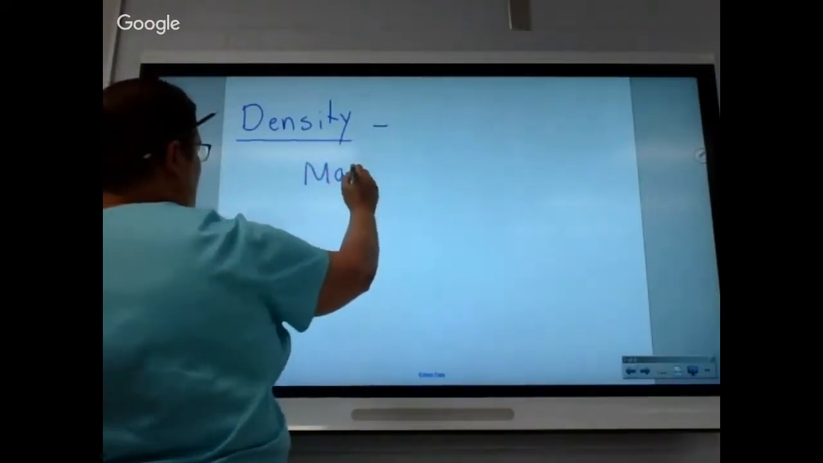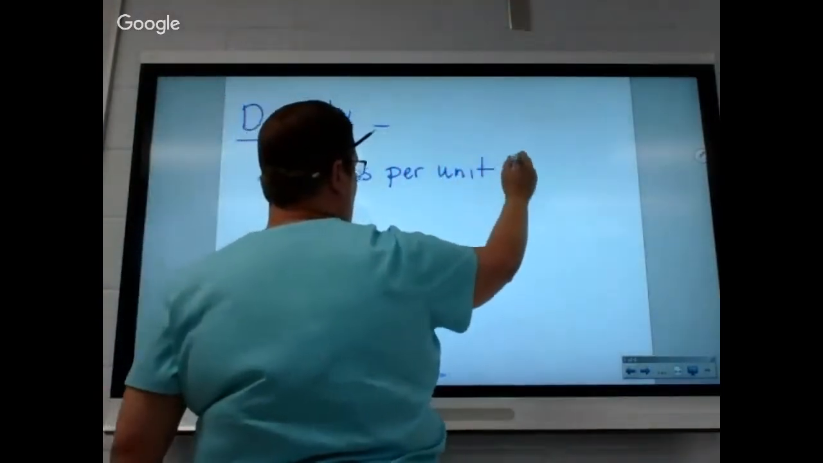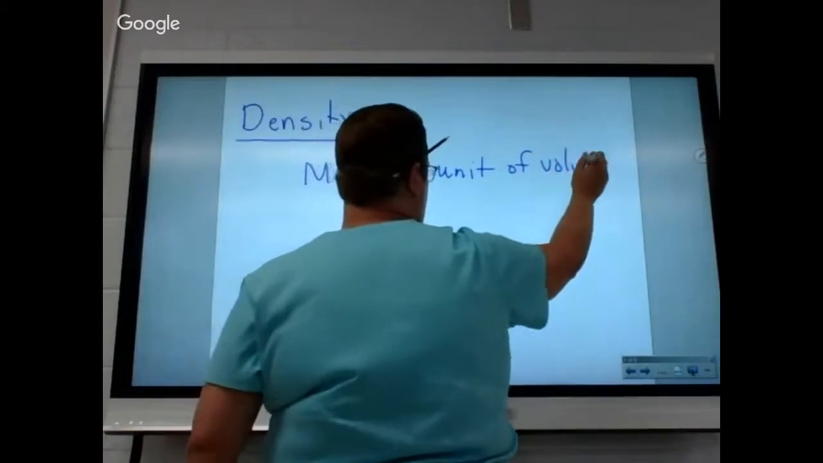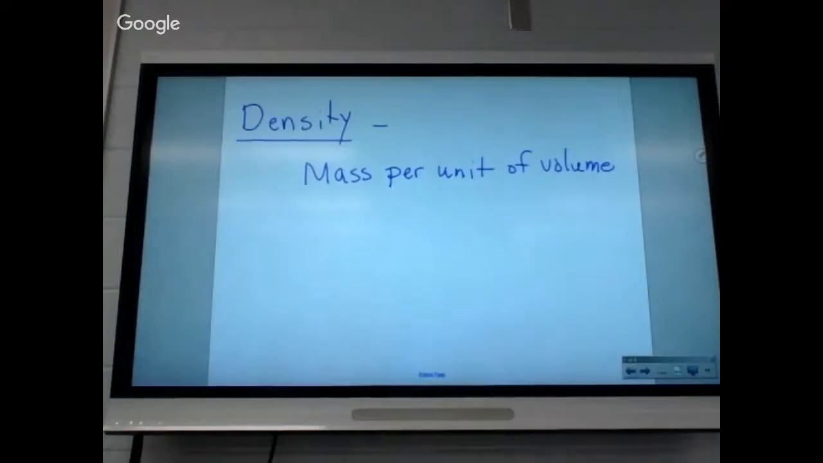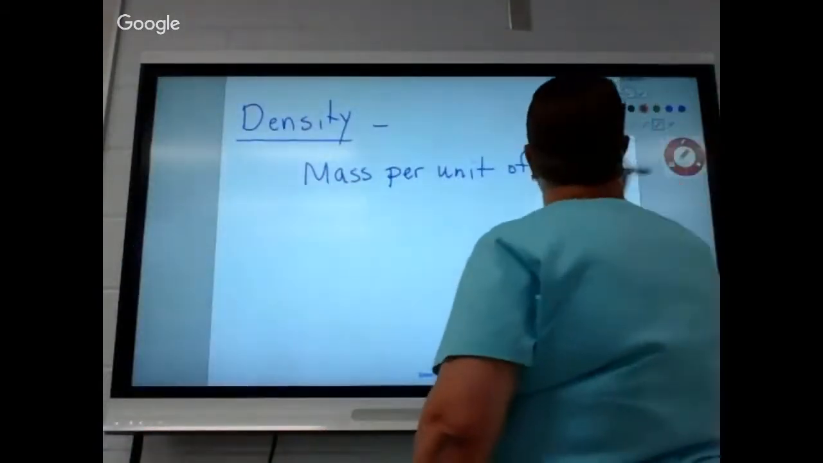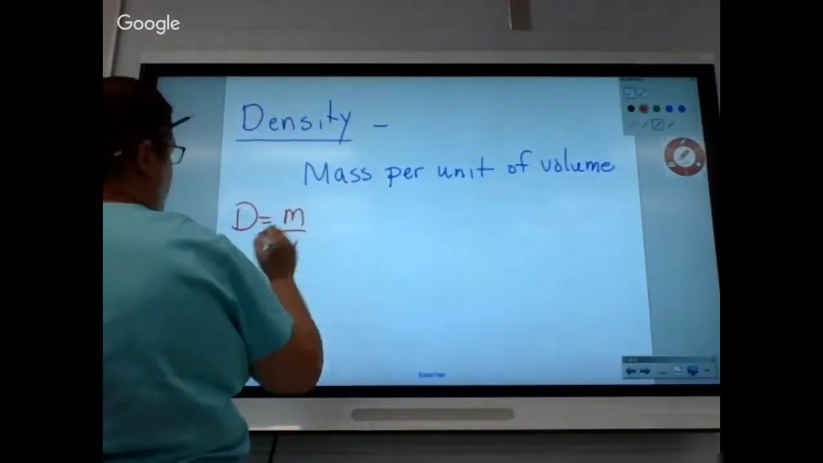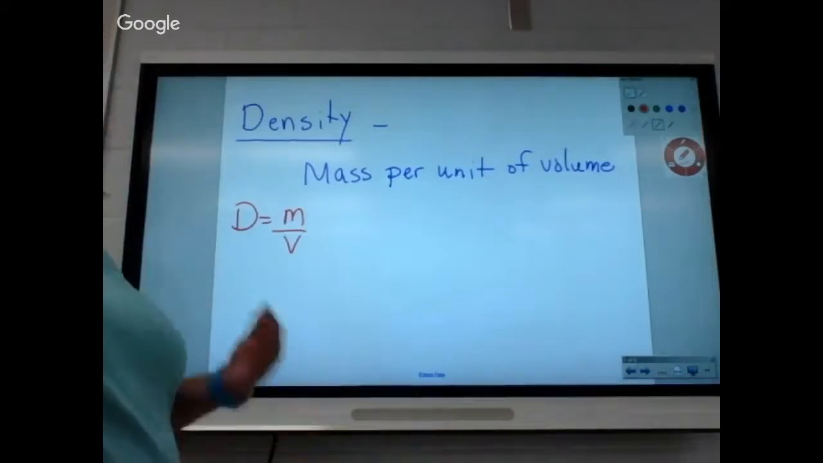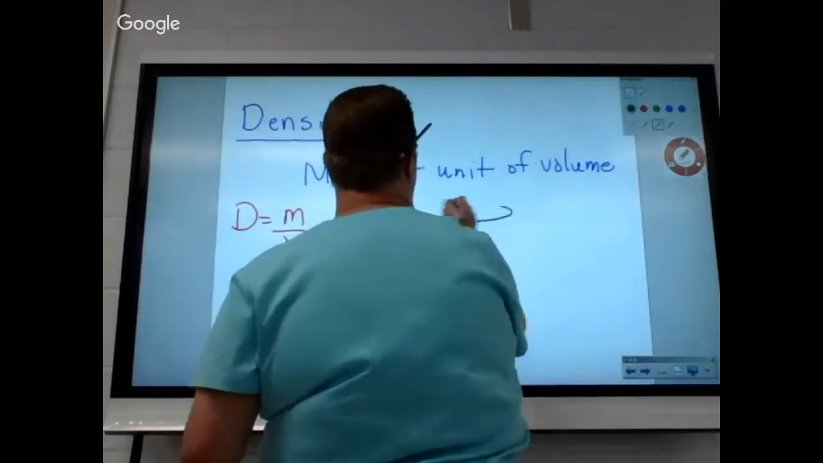Density is defined as mass per unit of volume. Now, volume is all that space y'all were talking about. How much space an object takes up, or how much space it has, is volume. Now, you might remember the formula for this, which is D equals M over V, and we're going to talk about it very shortly. I'm hoping that y'all might remember just a tad about density.